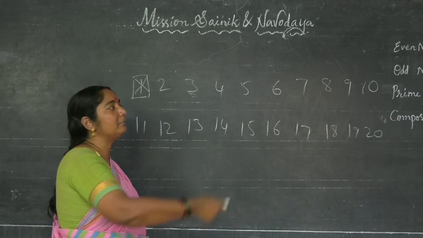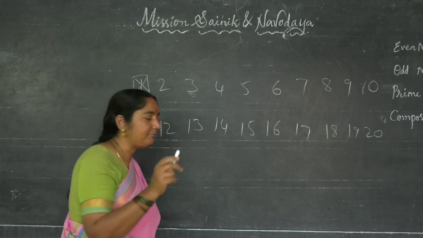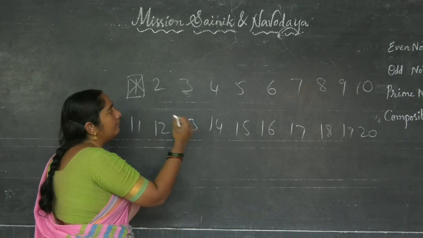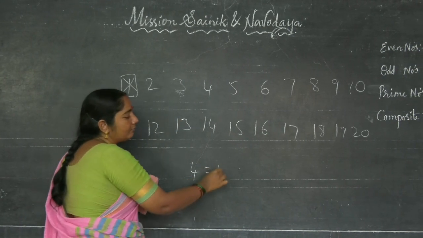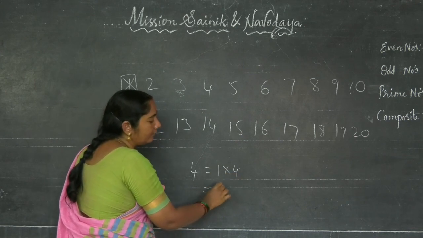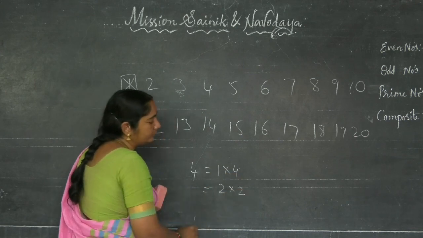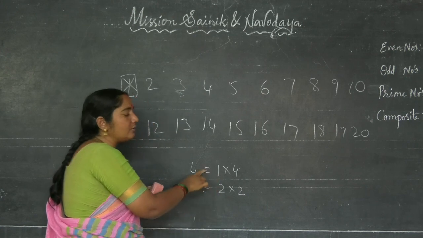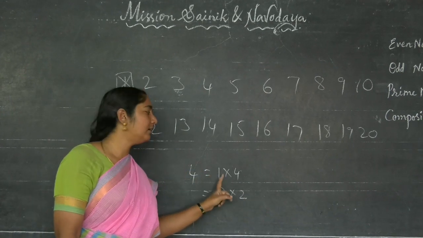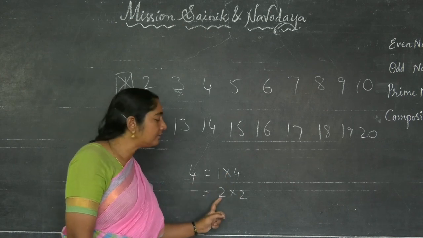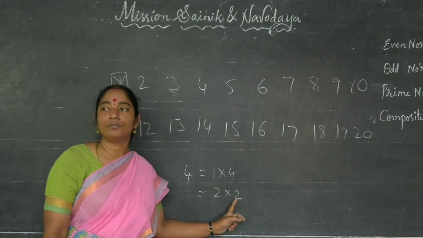Now, what are called the prime numbers? For example, I am giving an example: 4. You can write 4 as 1 into 4. You can write 4 as 2 into 2. There are 2 ways in which you can write 4. One is 1 into 4 is 4. The second one is 2 into 2 is also 4.